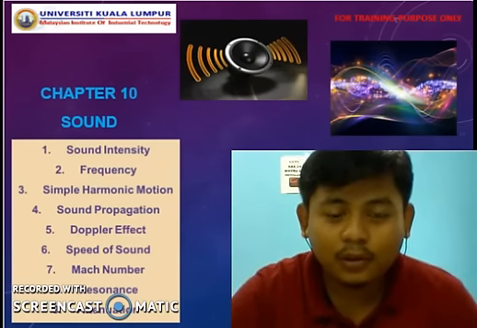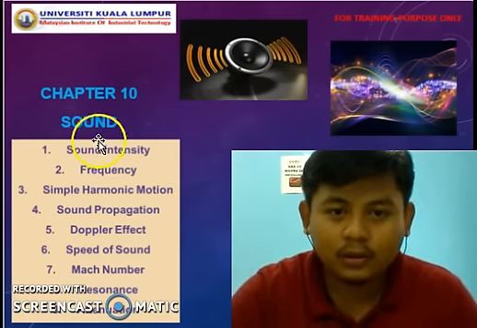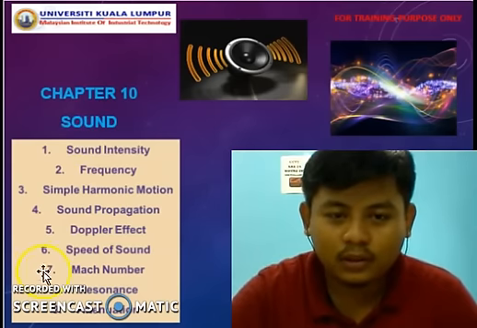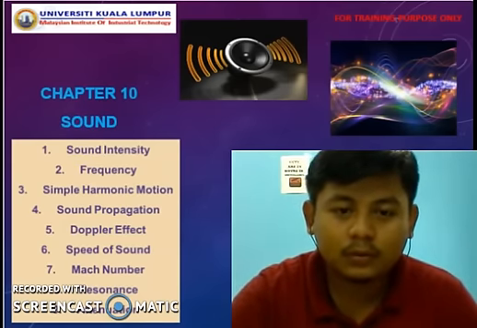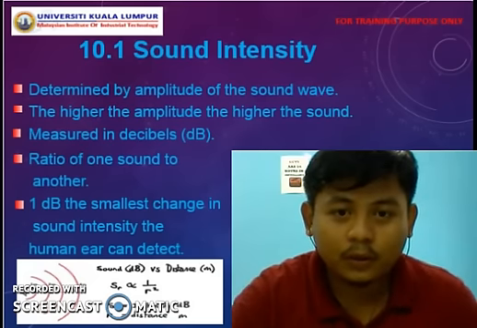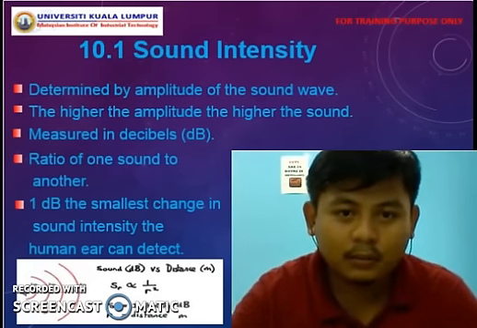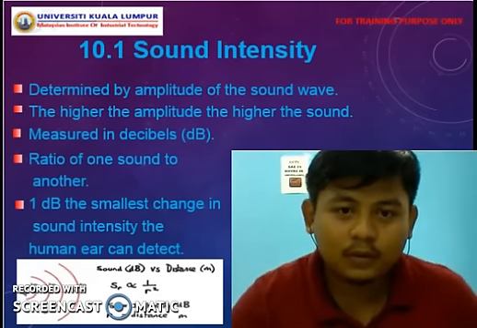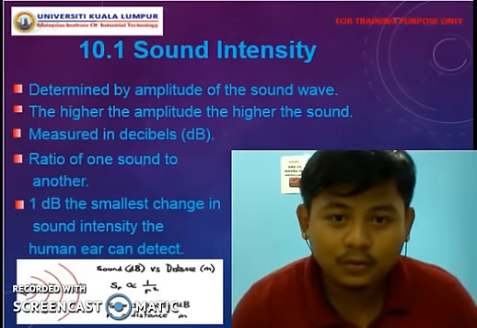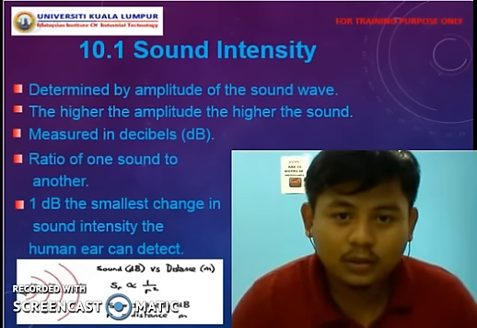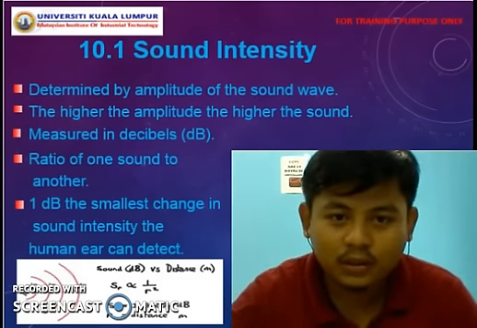And then we continue our lesson to the new topic, sounds. So this is a subtopic of sounds. So the first subtopic for sound is sound intensity. It is determined by the amplitude of the sound wave. The higher the amplitude, the higher the sound. It is measured in decibels or dB. 1 dB is the smallest change in sound intensity the human ear can detect.